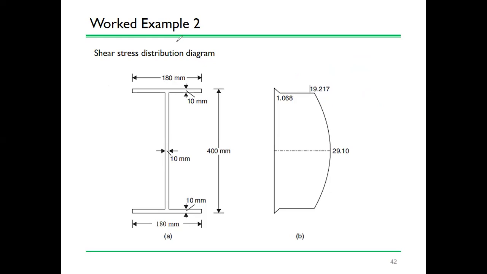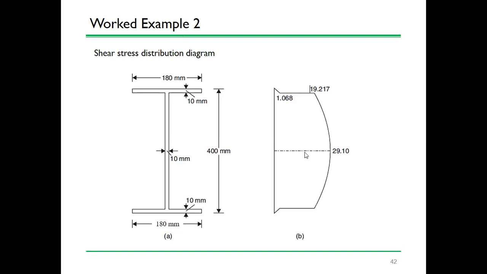Any question? And so as you can see, for a symmetrical I section, this is what the shape looks like. And like I said earlier, maximum shear stress occurs at the neutral axis. Okay? Maximum shear stress occurs at the neutral axis. All right. Any question?